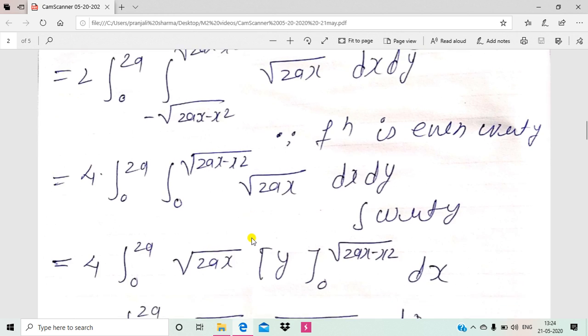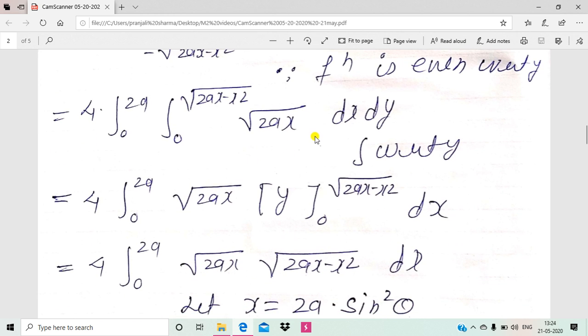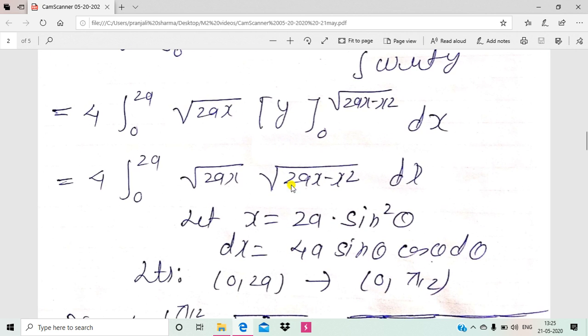Now when we integrate, this is a constant, therefore the integration will be root over 2x into y, and the limits are from 0 to root over 2x minus x square, and we have to apply upper limit minus lower limit. So when we apply upper limit minus lower limit, this will be 4 times the integration between the limits 0 to 2a, root over 2x into root over 2x minus x square dx.